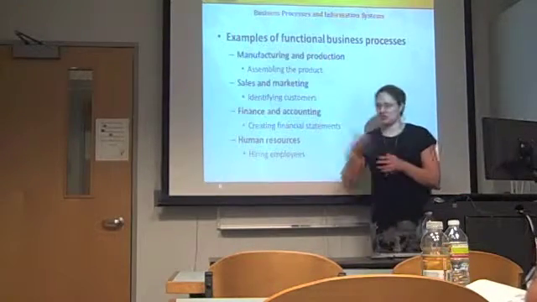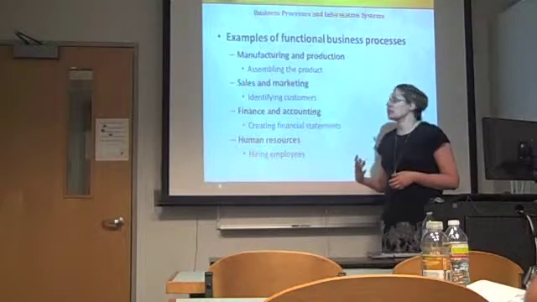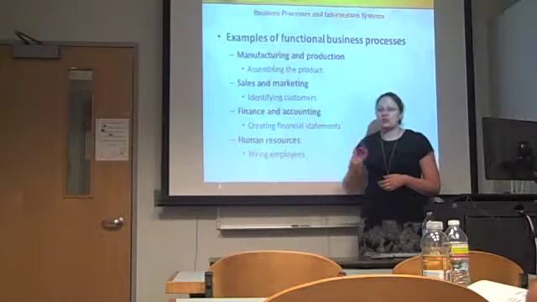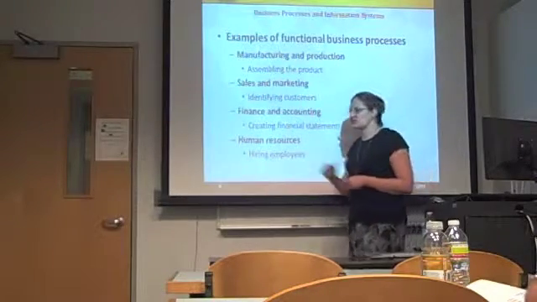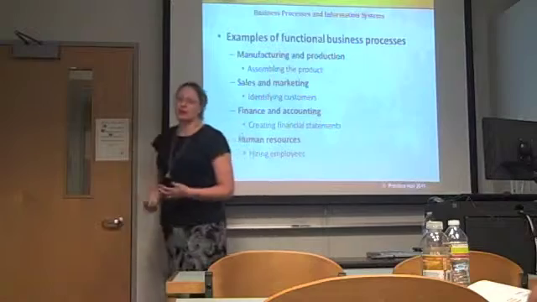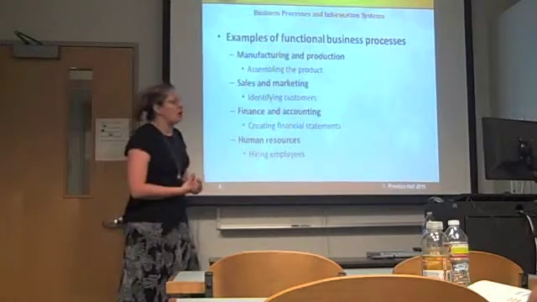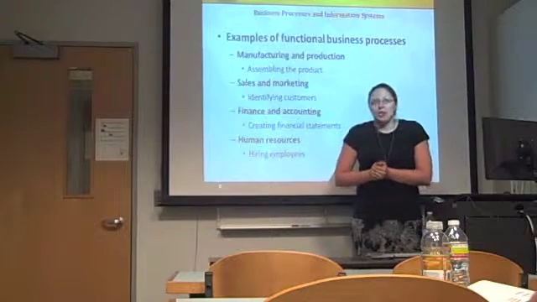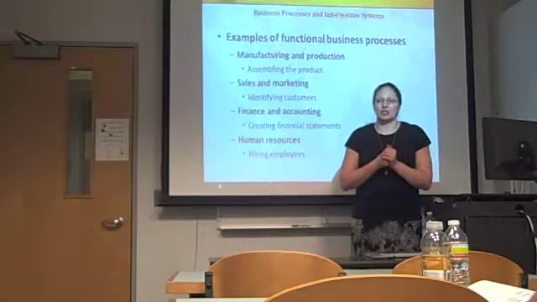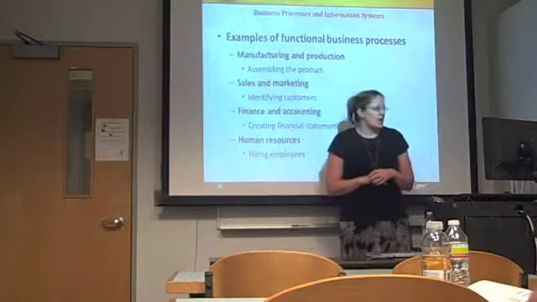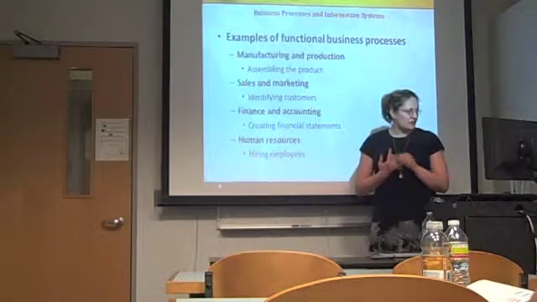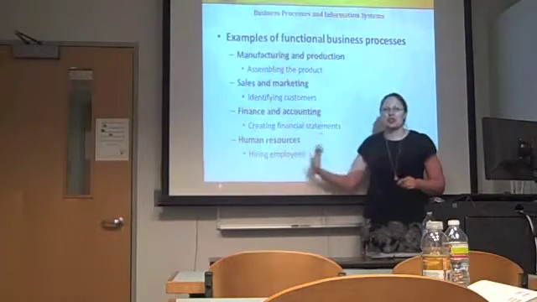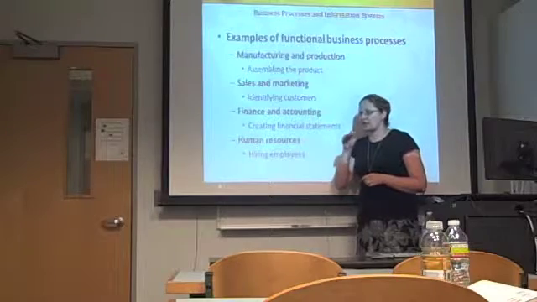So these are some examples of business processes that are actually tied to functional areas. These are the four main functional areas within most organizations: manufacturing and production, or the creation of some kind of service that you're selling to your customers; sales and marketing; finance and accounting; and human resources. And these are examples within each of these functional areas of business processes that happen.